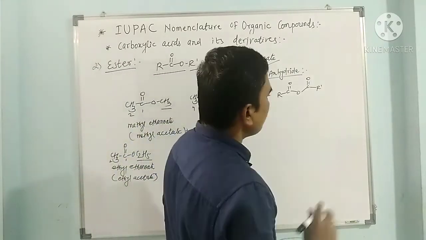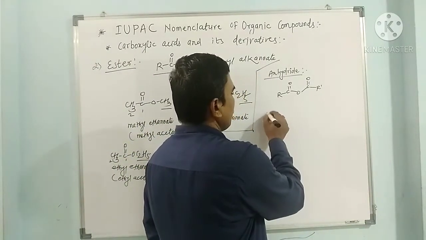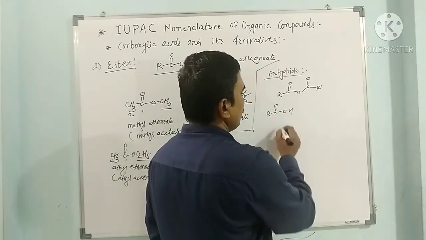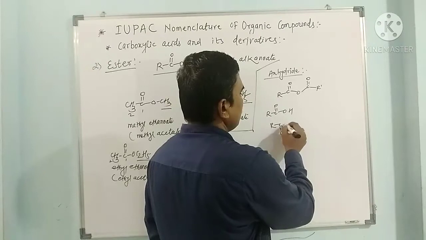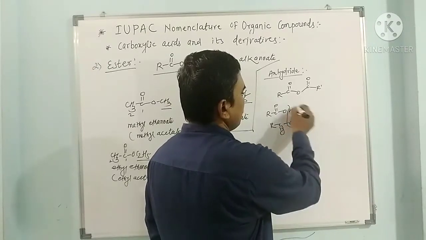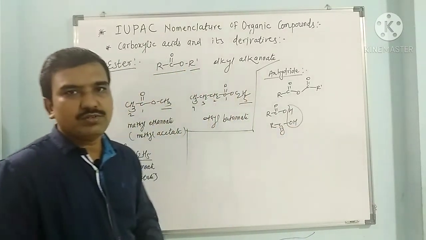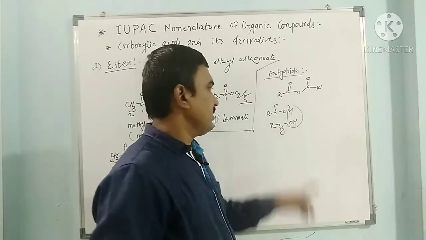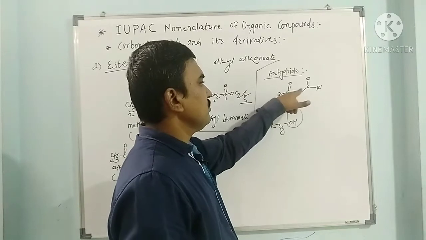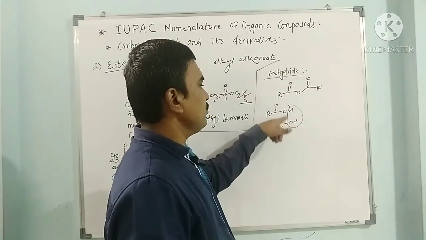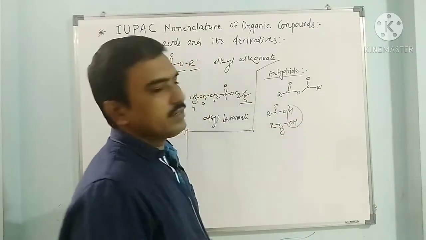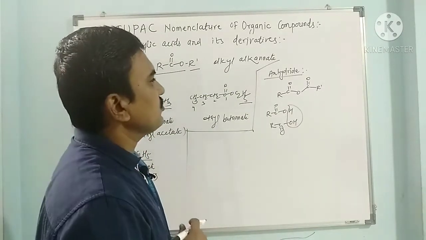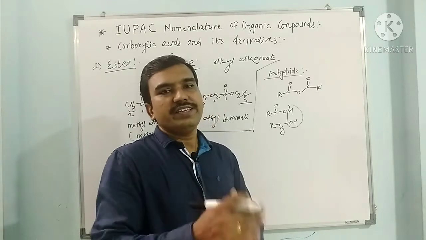So how are these formed? R C O O H and a second mole of R C O O H. Here a water molecule is lost during this condensation, dehydration is taking place, and it gives this anhydride, R C O O C O R dash. A very simple and famous carboxylic acid anhydride is acetic anhydride.